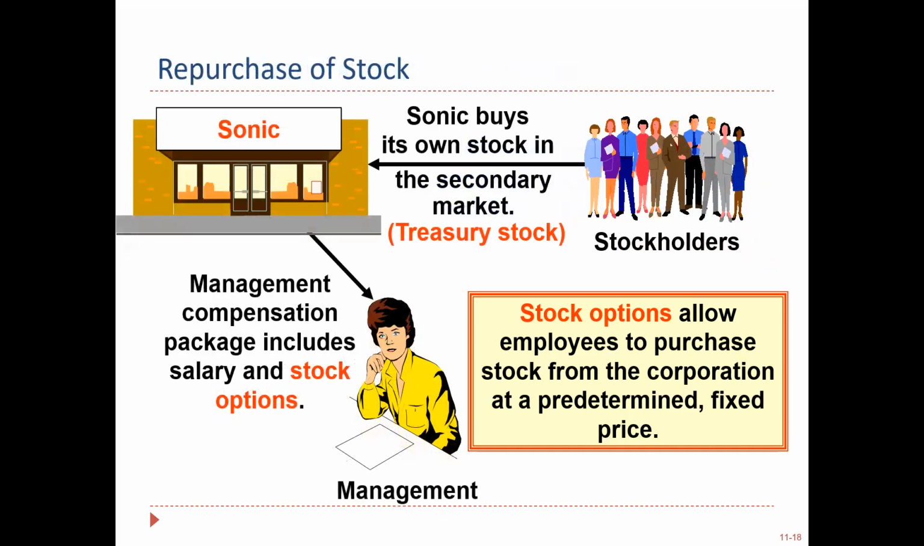Okay, now we're talking about something called treasury stock. This company, Sonic, wants to repurchase its stock. Not from its employees, from the secondary market. Once the stock has been issued to the public, if the company wants to get those shares back, they have to buy them just like you and me would. So they want to buy some of their shares back. And one reason might be to fulfill these stock option obligations, okay?